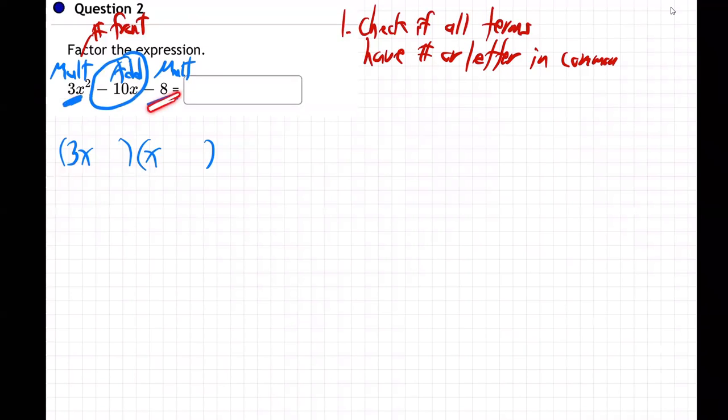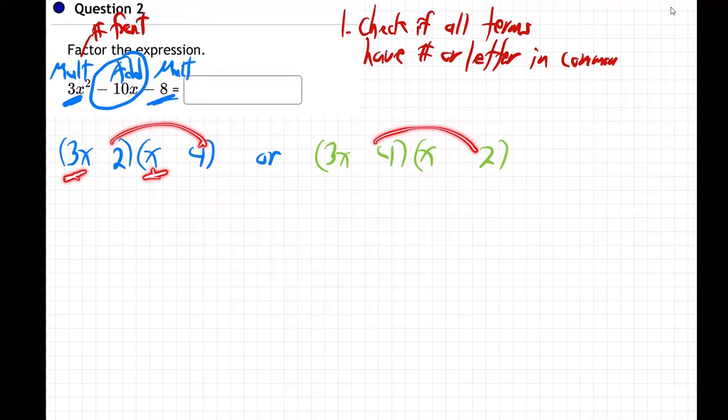Okay, so we have to have 3x times x to make 3x squared. Now, how do they multiply to be 8 in the back? Well, there's a few different ways to do that. You can do 2 times 4, or you could do 3x and x, 4 and 2. The order matters now, because there's a 3x in the front of one parenthesis and a plain x in the front of the other. So where you put the 2 and the 4 matters, whether the 2 goes in the parenthesis with the 3x or the 4 goes in the parenthesis with 3x.